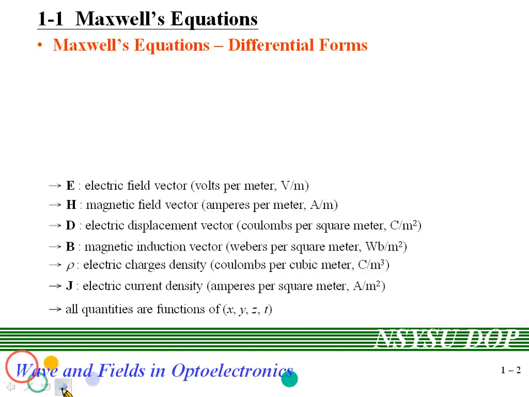Okay, in the beginning, let us review Maxwell's equations. Before that, let us define the EM field. E here denotes the electric field vector, and here is the corresponding unit. H here is the magnetic field vector. D represents the electric displacement vector. We also call it the electric flux density field. B here is the magnetic induction vector.